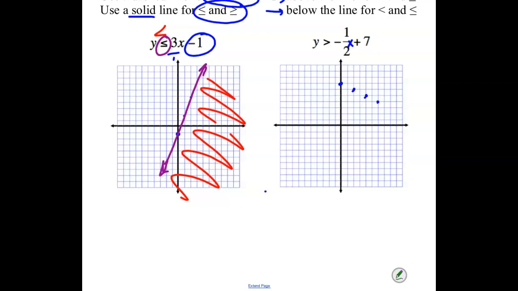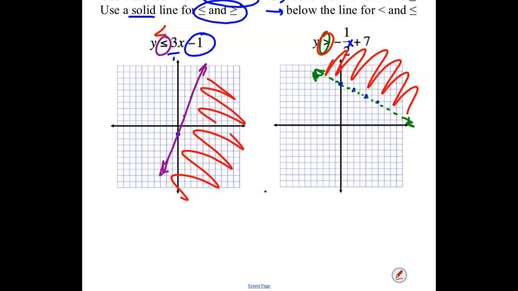Looking at our inequality symbol, we have a greater than, but there's no equal sign. So we are going to do a dotted line through these points, arrows on the end. And then to determine the half plane that we're going to shade, we look at whether it's greater than or less than. In this case, it is greater than. Because of greater than, we want to be above the line. So we're looking at values up there.